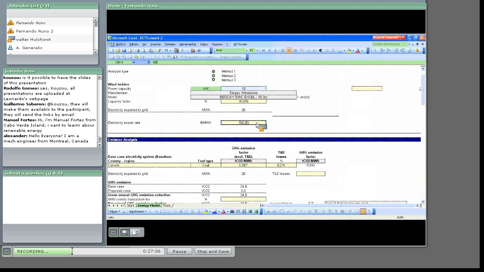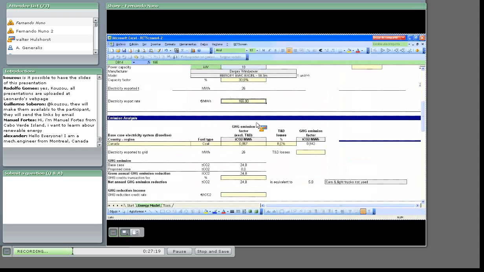Here we choose the electricity export rate. In this case we have chosen the average electricity price for the United Kingdom for domestic users. So this wind turbine will avoid the expense of electricity.